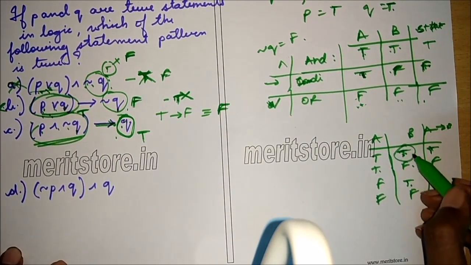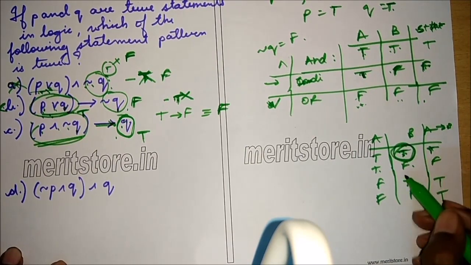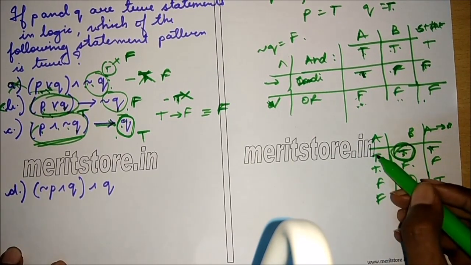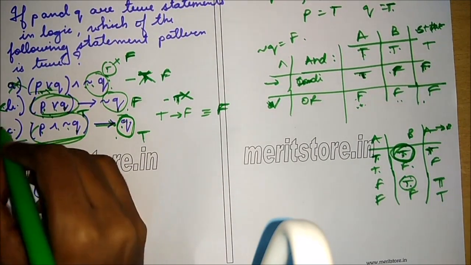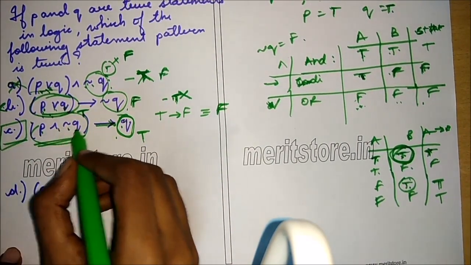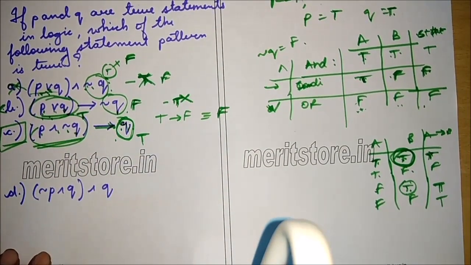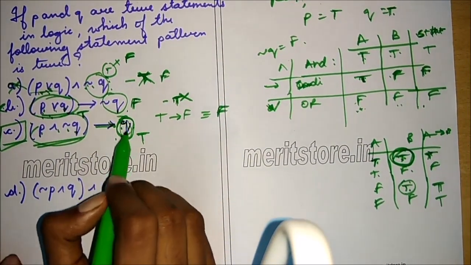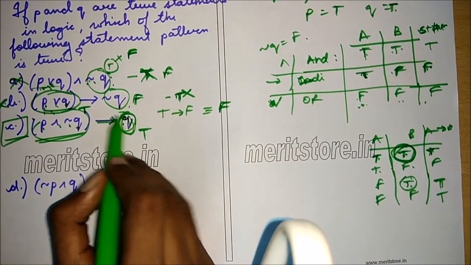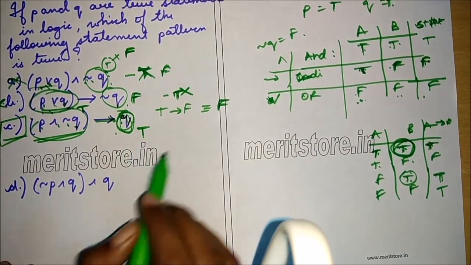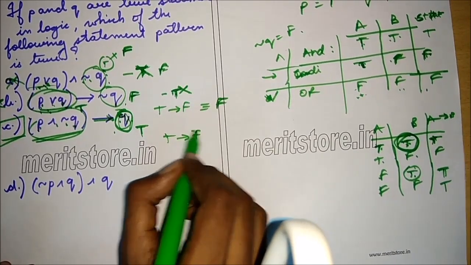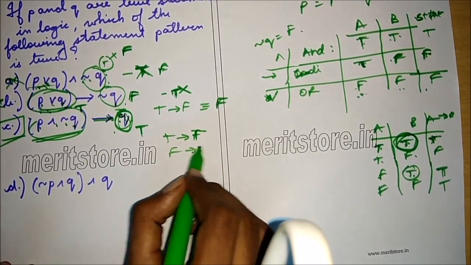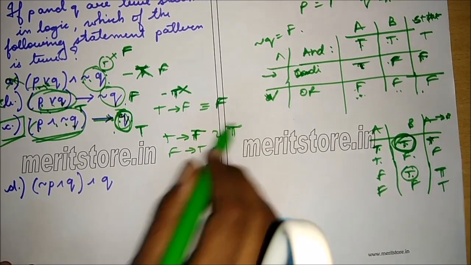So the second statement is true. So irrespective of whether it is true or false, it is always true. So the answer is C. P and negation Q implies Q, since after the implication the statement which is made is true. So this can be either T implies T or F implies T. Both statements are true.